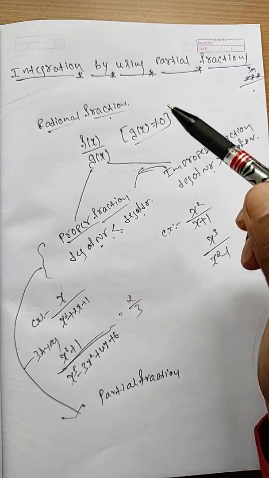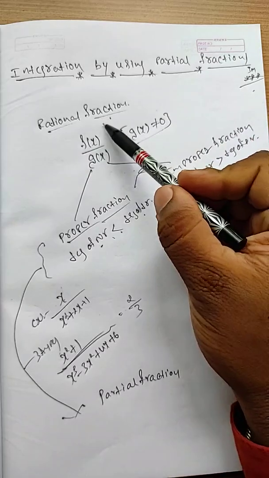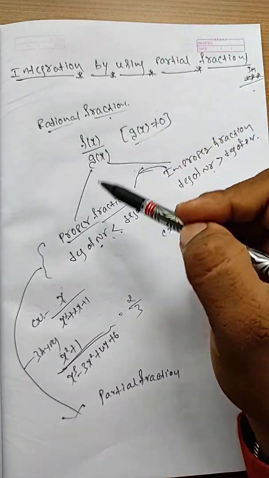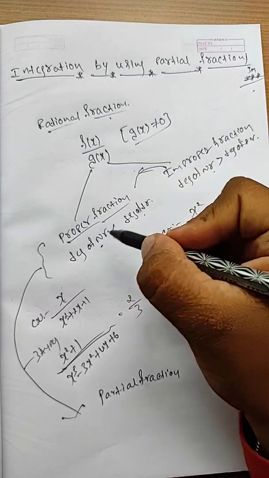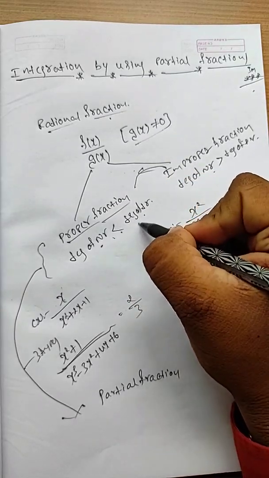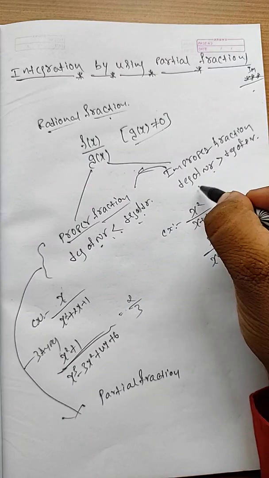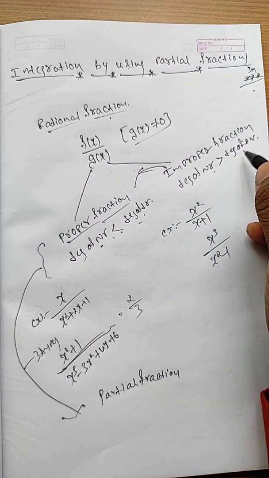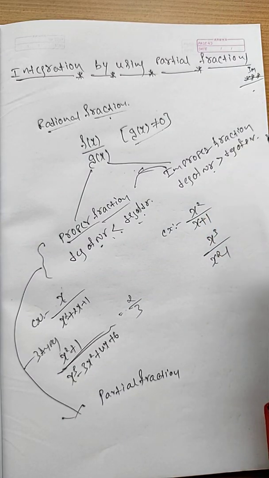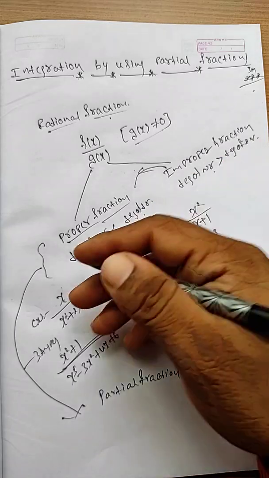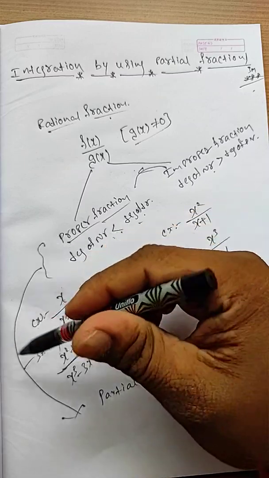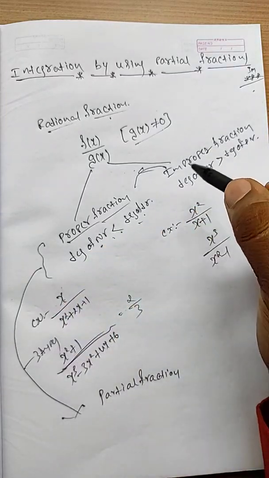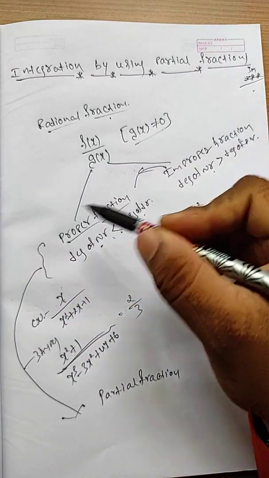In this class, what we discussed is the rational fraction. The rational fraction is divided into two parts, proper fraction and improper fraction. Proper means the degree of numerator is less than the degree of denominator. Improper means the degree of numerator is greater than the degree of denominator, quite opposite to the proper. These are the examples for proper and improper. The proper can be converted to a partial. If the improper is given, convert the improper to proper and then to partial.